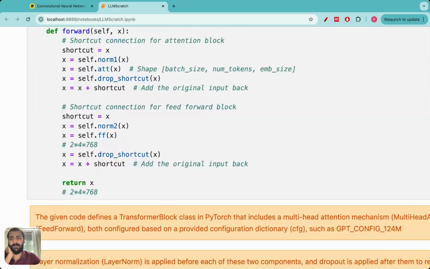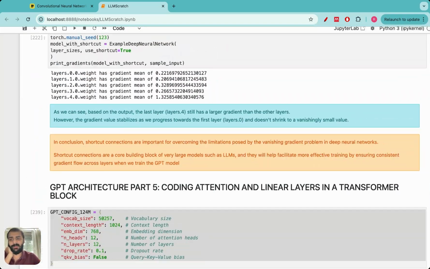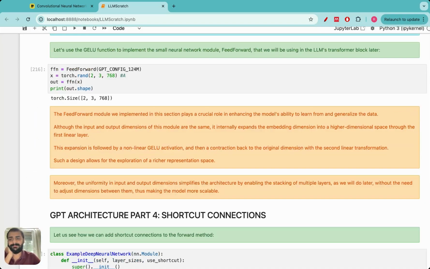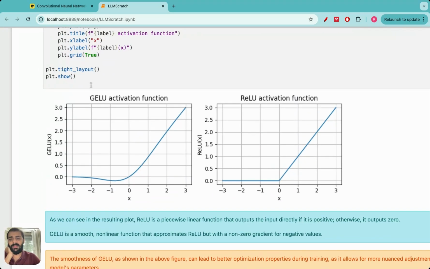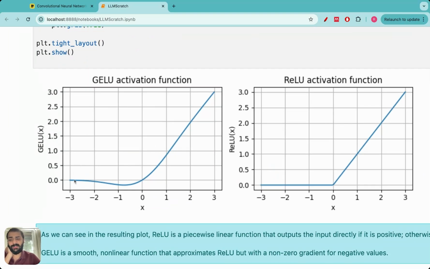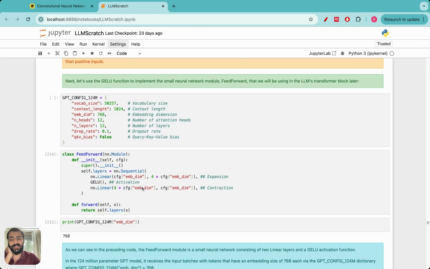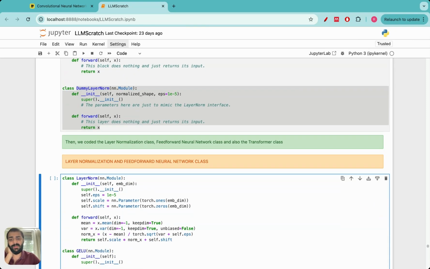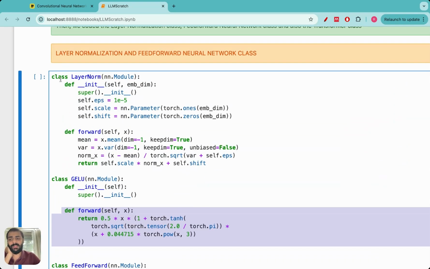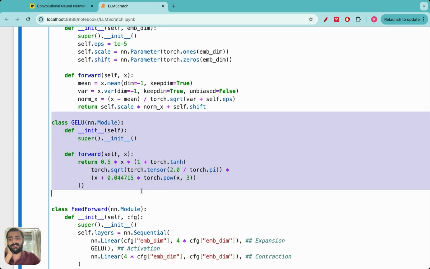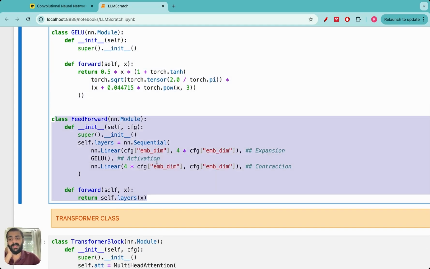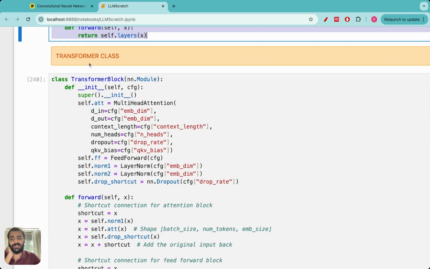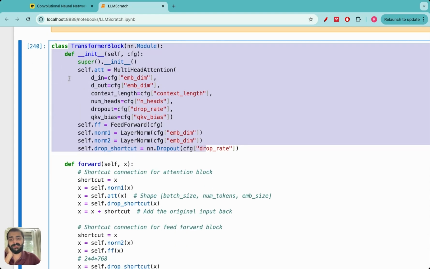I think I also have a plot for the GELU activation over here, so let me quickly show you that, if I can find it. Yeah. So on the right hand side, you can see ReLU. It's 0 for negative inputs. For the GELU, it's not 0, and also it's differentiable at x equal to 0. That's why in LLM training, generally the GELU activation is used. So we coded the layer normalization class, the GELU class, and the feed forward class. And then in the last lecture, we coded the entire transformer block class itself.